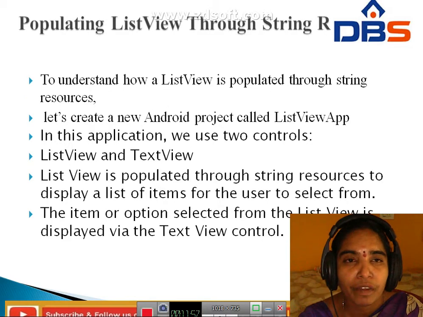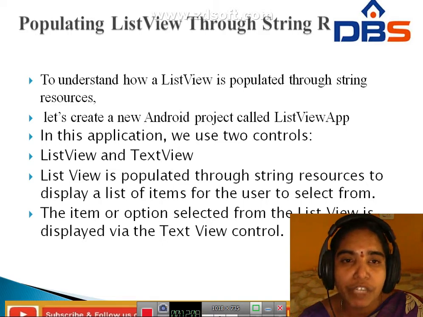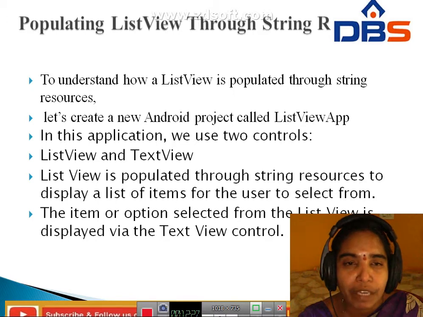Next topic is how to populate a list view through string resources. Here, to understand how a list view is populated through string resources, the first point is that you have to create a new Android project. That project is called ListViewApp. In this application, we use two controls. What are the two controls? List view and text view.